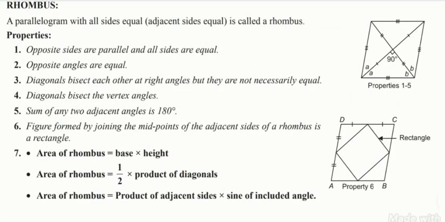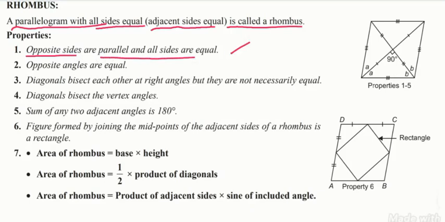Next one, rhombus. A rhombus is a parallelogram with all sides equal. Adjacent sides are equal. All sides are equal. Then it is called a rhombus. A parallelogram in which all sides are equal is called a rhombus. Look at the properties. Opposite sides equal and parallel, same property as we have for a parallelogram. Opposite angles are equal, same property as we have for a parallelogram.